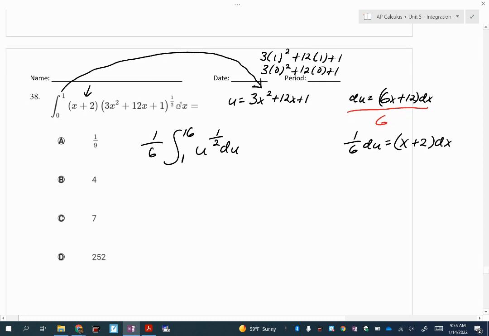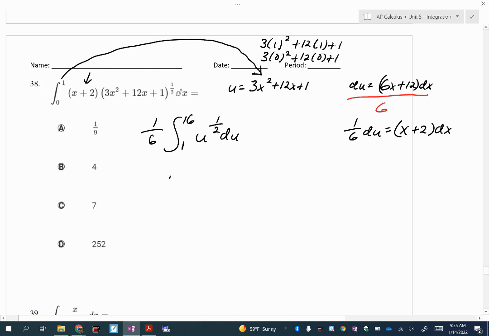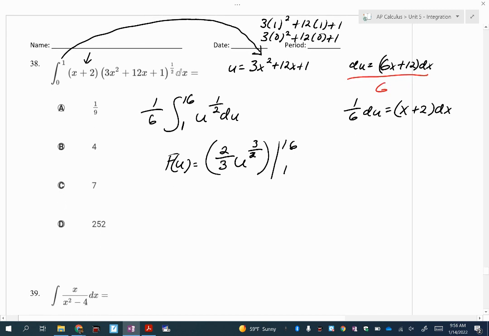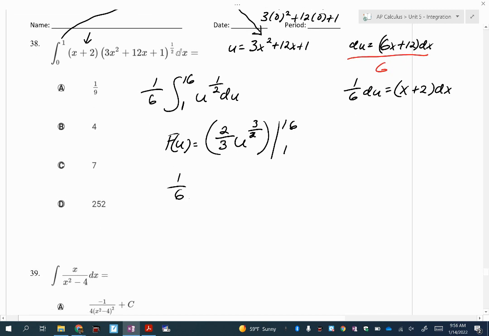The integral of u to the 1/2 power is going to be u to the 3/2 power, but you need to put that reciprocal in front. And I'm evaluating this at 16 and 1. Don't forget about the 1/6 at the end. It's going to come down here at the end. So I have 1/6 times 2/3 times 16 to the 3/2 power minus 2/3 times 1 to the 3/2 power.